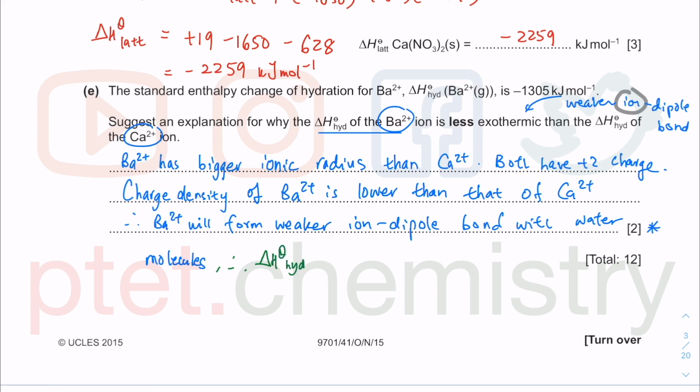I don't really have to repeat the question. Since I already started, I might as well say that it's just less exothermic. Okay, and that's the end of that 12-mark question. Very nice and easy start to this first question.